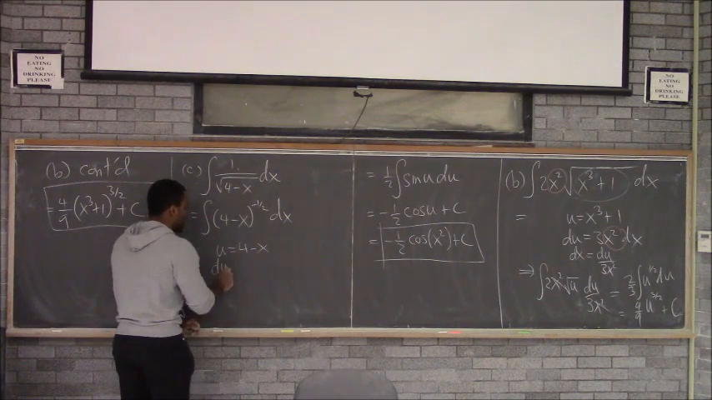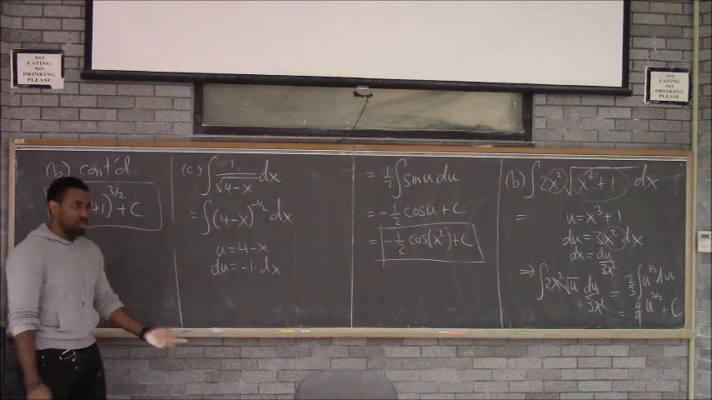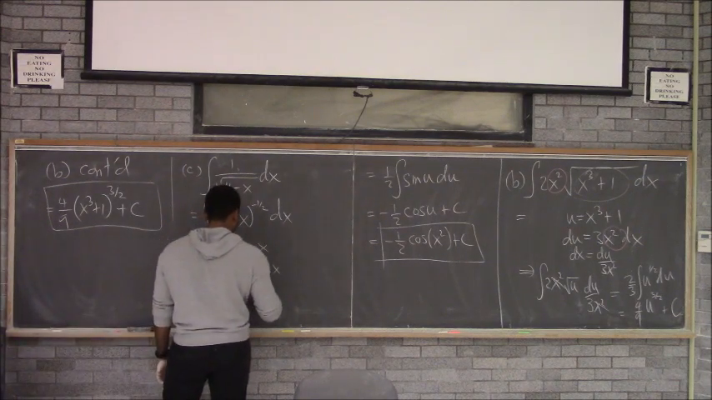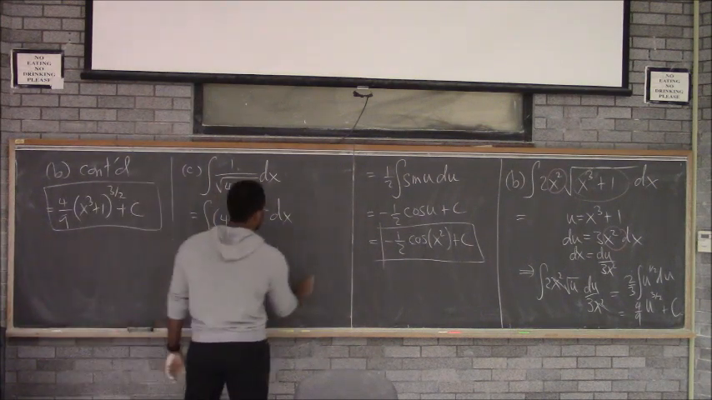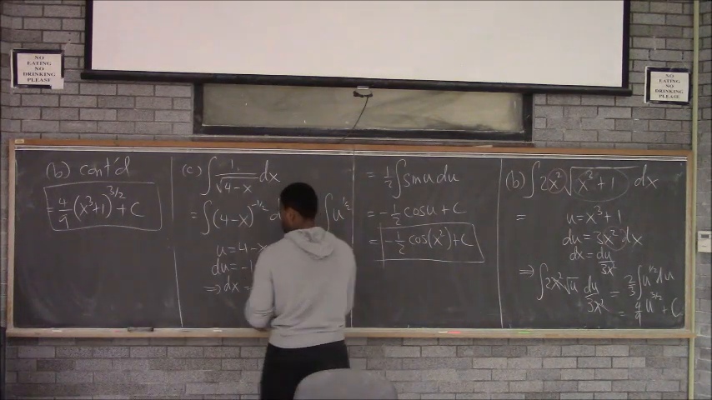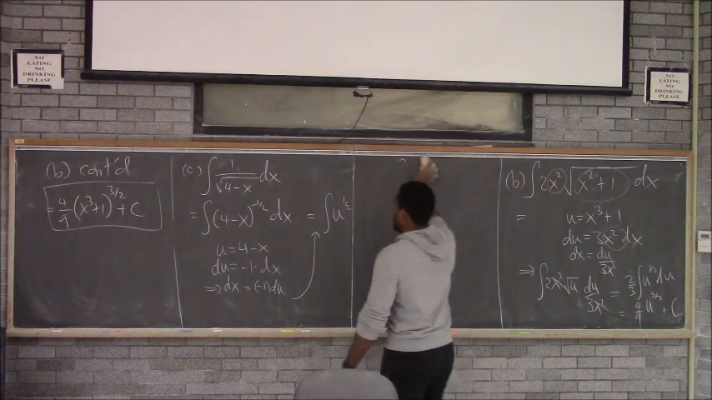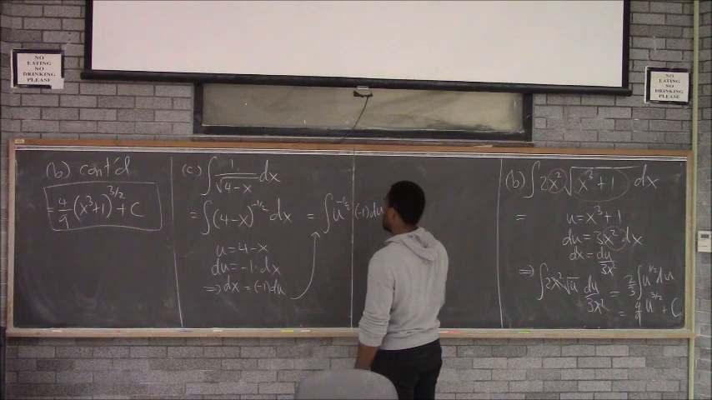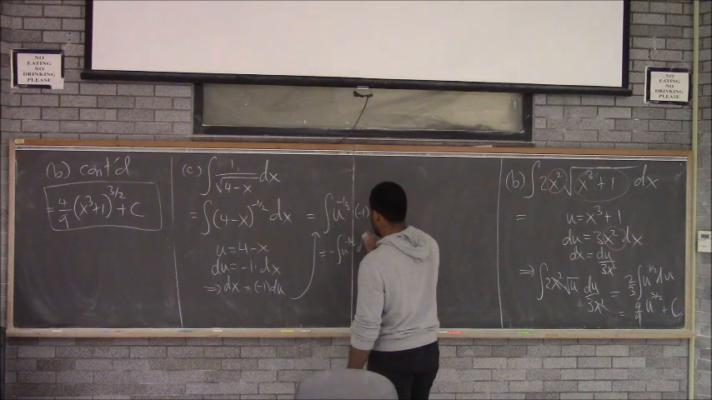Probably a good idea. du is going to be minus 1 dx. Well, that's a constant factor, so that definitely doesn't affect anything. We're good. This means that my dx can be minus 1 times du, and I can just swap that in. So this will be u to the 1/2, well, minus 1/2 times minus 1 du. Well, that's just negative u to the minus 1/2 du.